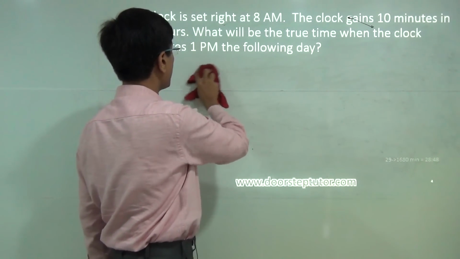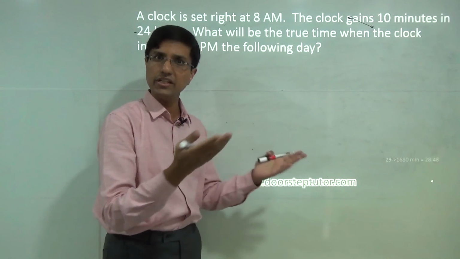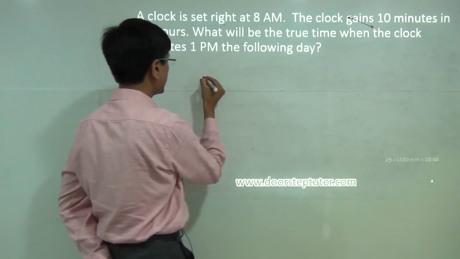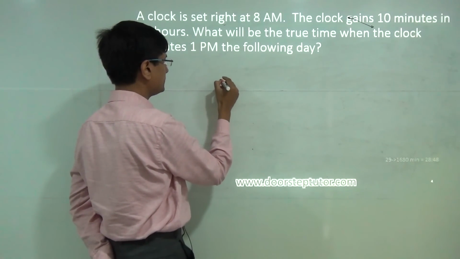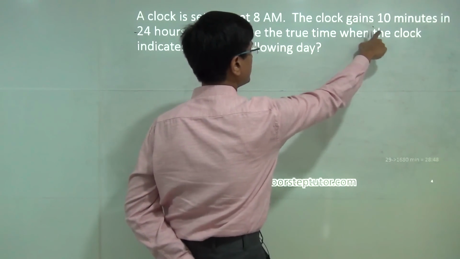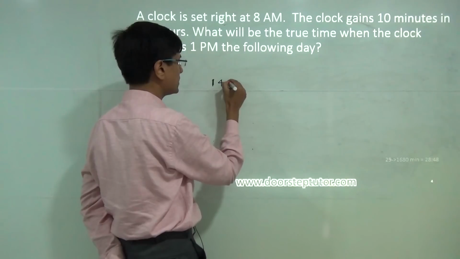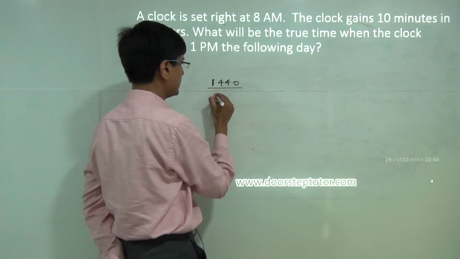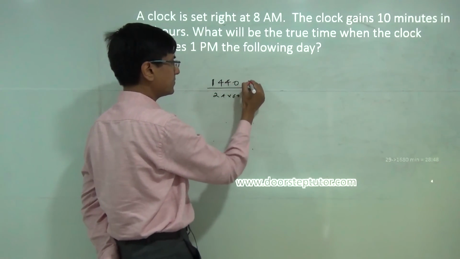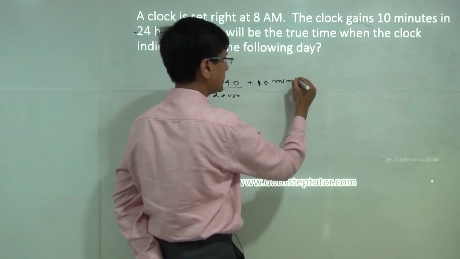If you want, draw a diagram with two clocks. There is one which is inaccurate, and of course there is one which is accurate. So again, this clock is taking 24 hours to gain 10 minutes. Therefore, in 24 hours, the clock really covers 1440, which is of course 24 into 60, this is the number of minutes, plus 10 minutes. This is all in minutes.